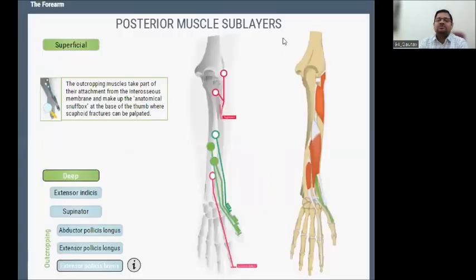So while you are going towards the muscle name, simply understand first of all what the name is saying, then it will be easy for you to know origin and insertion. Now what do outcropping muscles say? Outcropping muscles take part of their attachment from the interosseous membrane and make an anatomical snuff box at the base of the thumb where scaphoid fractures can be palpated.